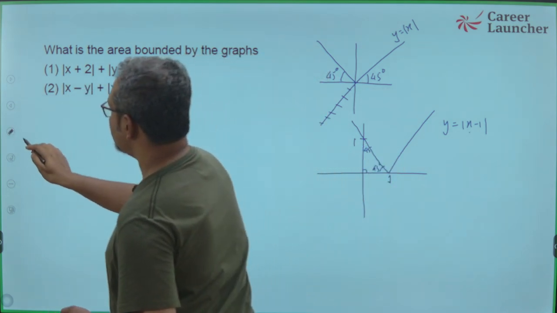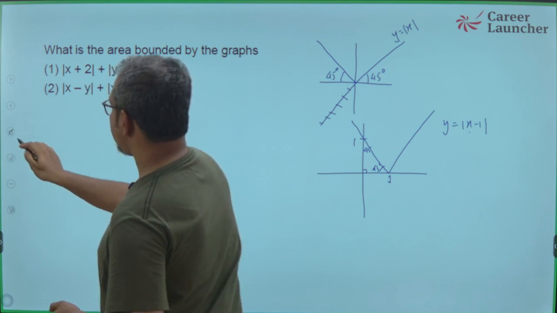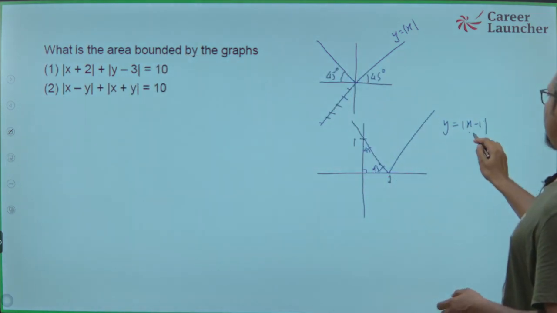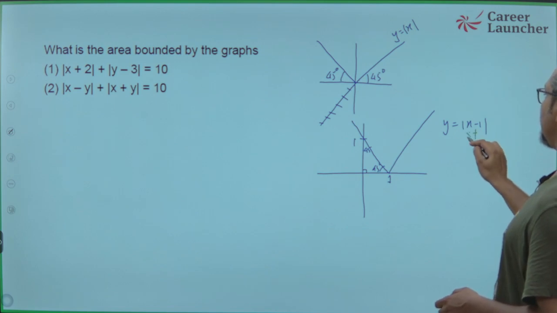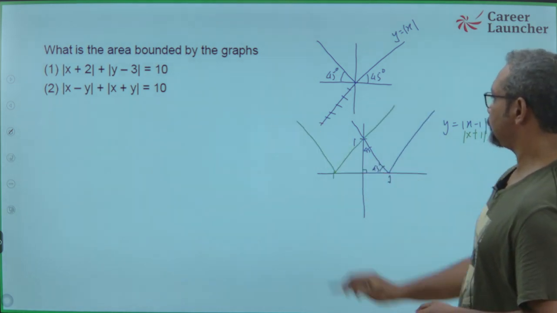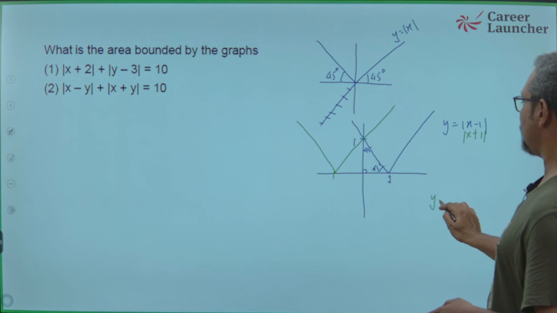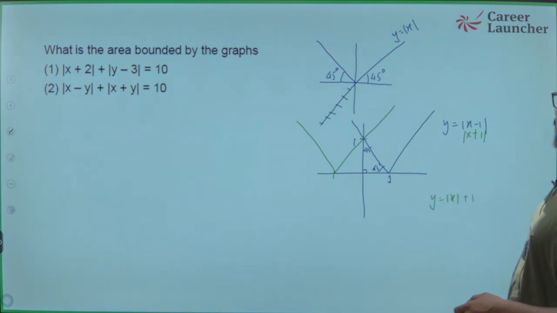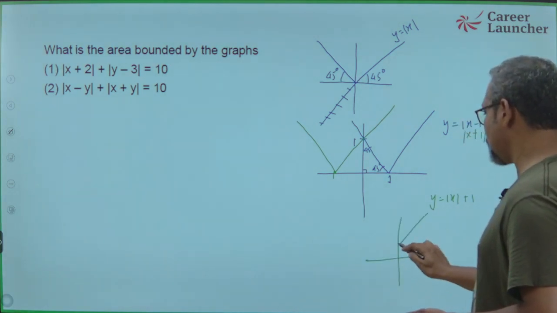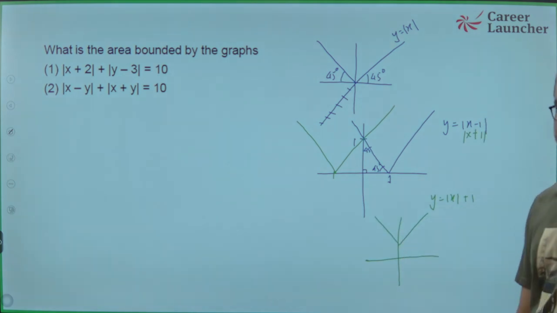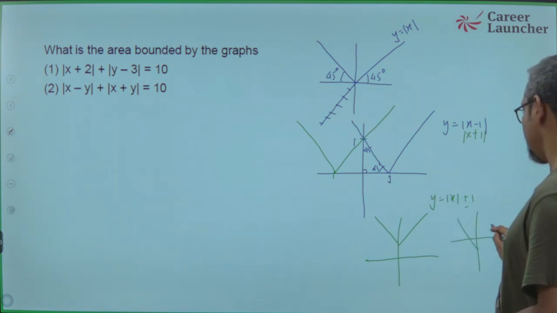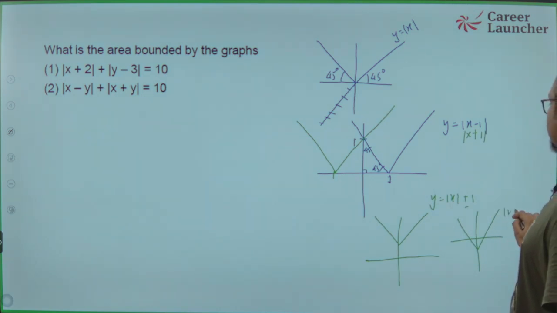In the same way, if I had done x plus 1, so mod of x plus 1, the graph would have shifted this side and it would have looked like this. Similarly, if I have y equal to mod x plus 1, that means I am increasing the value of y here, okay, not x. So the graph would have just moved up by 1 unit like this, mod x plus 1. Mod x minus 1 would have made it go down. This is mod x minus 1.